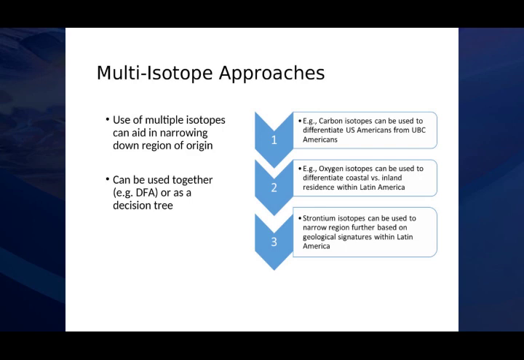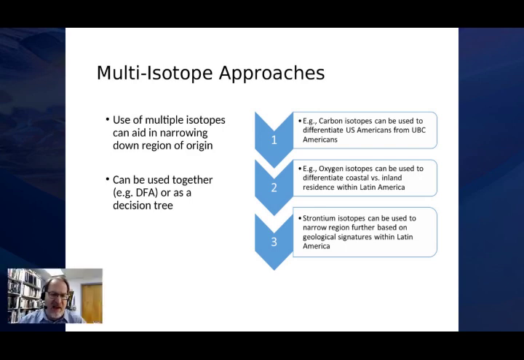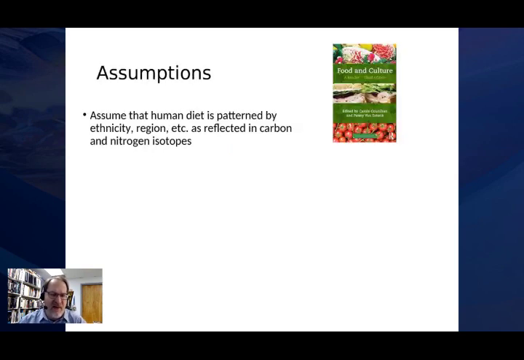So things like strontium isotopes, I think eventually will have a stronger role to play than it currently does. We don't have a lot of baseline data for strontium in Mexico and Central America, unfortunately. We are just starting to get more data on oxygen isotopes. You can use discriminant function analysis or decision tree methods to work through the process with different isotope systems. So you can use carbon to sort of say, okay, are they likely a migrant or not? And then use another series of isotopes to try to narrow down origin even further.